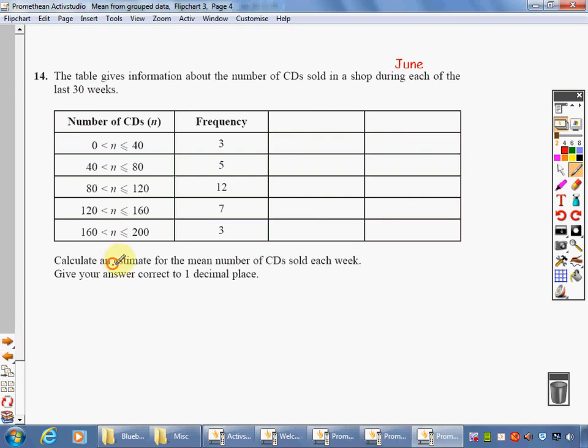Estimate the mean number of CDs. So it's a TAD question. Should be getting good at this by now. First of all, got to find my midpoints. 20, 60, 100, 140, 180. There we go. Midpoints done. Now, TAD, T times A. 6 fives are 30, so that's going to be 300.